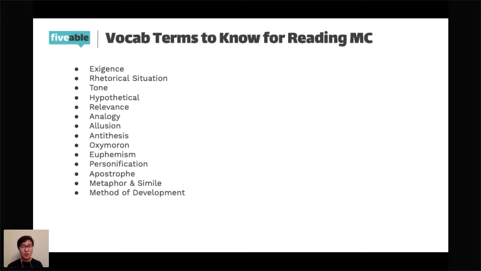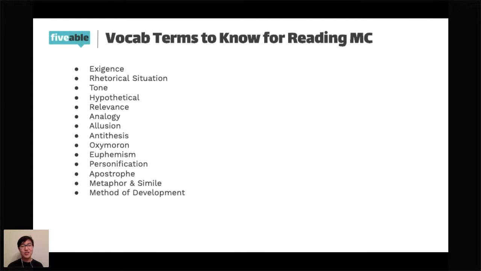Tone is the author's attitude towards a passage. You'll usually find tone in how the author uses specific words or imagery, and you can figure out a tone from that. Hypothetical is not a literary device per se, but it's a vocabulary word that's really necessary for you to understand 3 or 4 questions in the test. Hypothetical just means a scenario that's made up, that's not true, but it could be plausible or possible. Relevance is whether or not it matters, whether it's important, whether in the context of that writing it is purposeful.